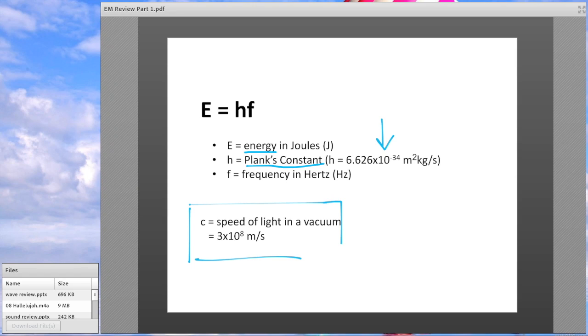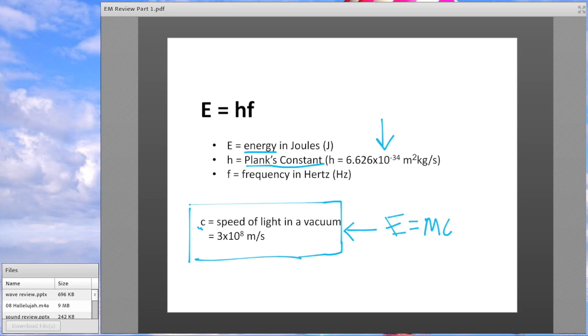E equals hf, and your h is a constant, which we'll get into. Actually, it should be hf, and that's your frequency. And then the E is your energy. So yeah, here we go. Your E is your energy in joules, and your h is something called Planck's constant, and it's this number right here, and then your frequency in hertz. You may have seen this in chemistry.